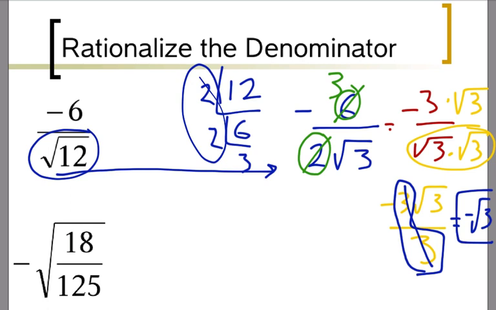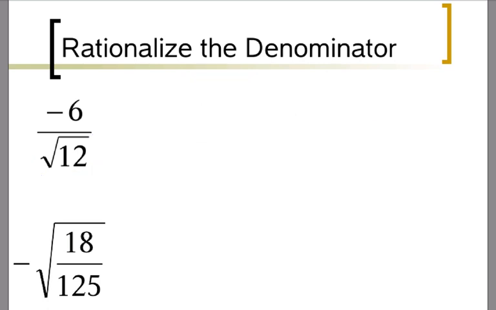Okay, so now it's nice to reduce them first, but you don't always have to reduce them first. I'll do the same problem where I don't actually reduce it first. So instead I could have just multiplied the top and the bottom by the square root of 12, and it's actually a little bit quicker.